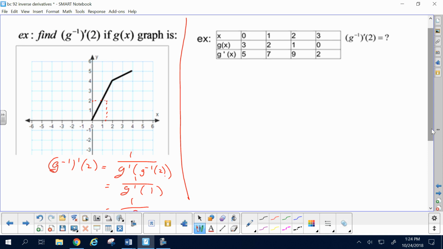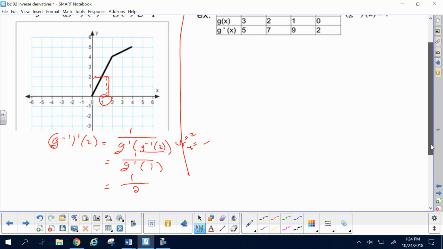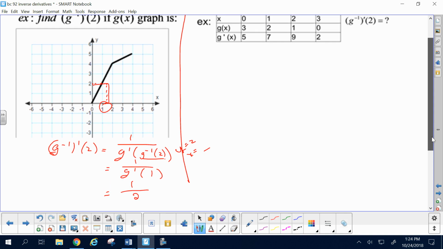1 over G prime of 4 for the first one. If you're going to do the G inverse at 2, so 4. G prime at 2, does that mean... no, I did that wrong. You're right. So this means y equals 2 on the original. So what does x equal? That's 1. Okay, so I got 1 half for the graph problem. Do you agree? Yes. Okay?